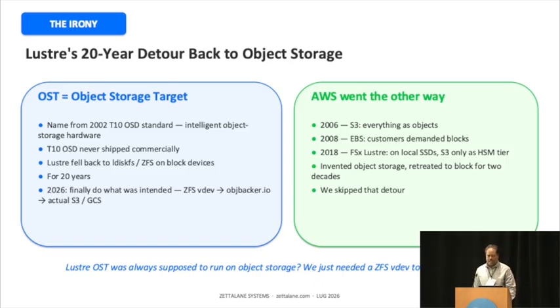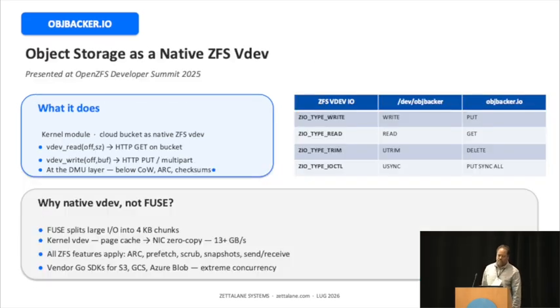So what's happening here? With the ZFS VDEV, we are able to bridge that gap. A little bit of intro to what this object storage native ZFS VDEV is. It's a tiny storage abstraction layer, a kernel module that sits right next to the ZFS VDEV module, and it's a translation layer.